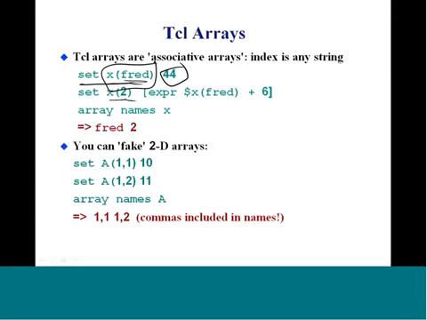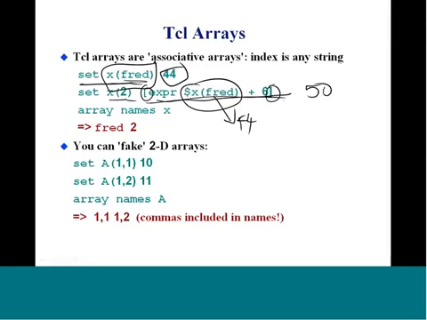Now we say set x2 is this expression, which is [expr $x(Fred) + ...]. So here the variable is substituted to 44, and then the command substitution happens because of the square brackets. So this expression is evaluated, and you get 50 as the answer, and that is assigned to x2. Now if you want to print out the names, the arrays are basically name and value. To print out the names, we just say array names, and the array name is x, then it prints these two indices, Fred and 2.